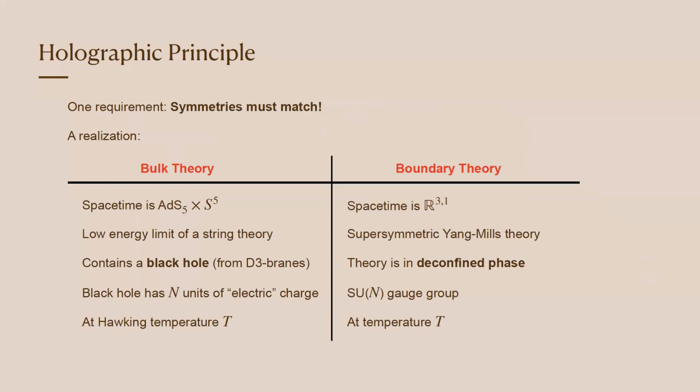Okay, so now there is a requirement for holograms, which is that symmetries must match on both sides. Okay, the bulk theory has some symmetries, and the boundary theory has some symmetries, and the symmetries must match.